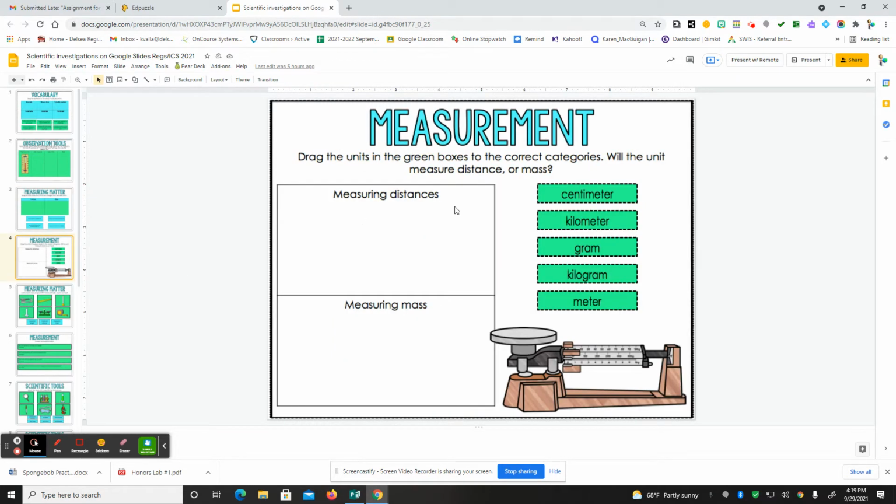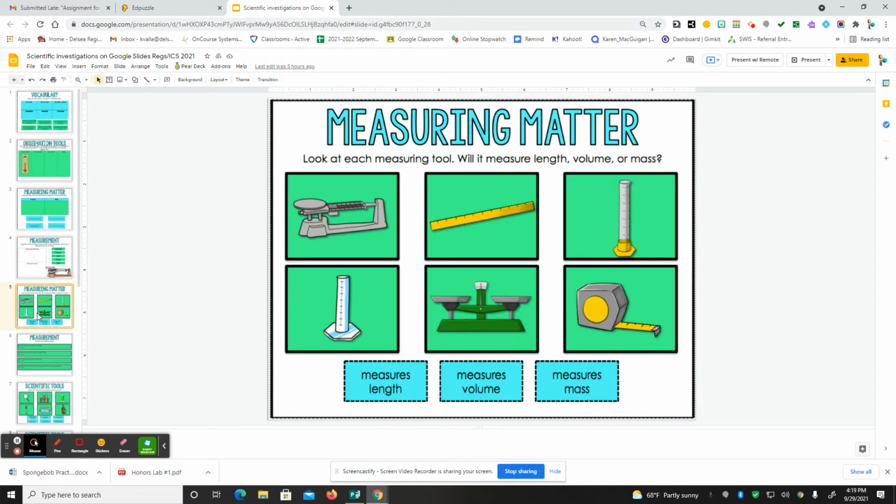Measurement, again, measuring distances. So you think of length, which units would you use? And then measuring mass. So think, well, I don't want to give it away too much, but measuring mass using a triple beam, what would you use? So that should hopefully help you look at your prefix and then look at your suffix, and that should help you figure it out. Again, these 2, there's more than 3, right?